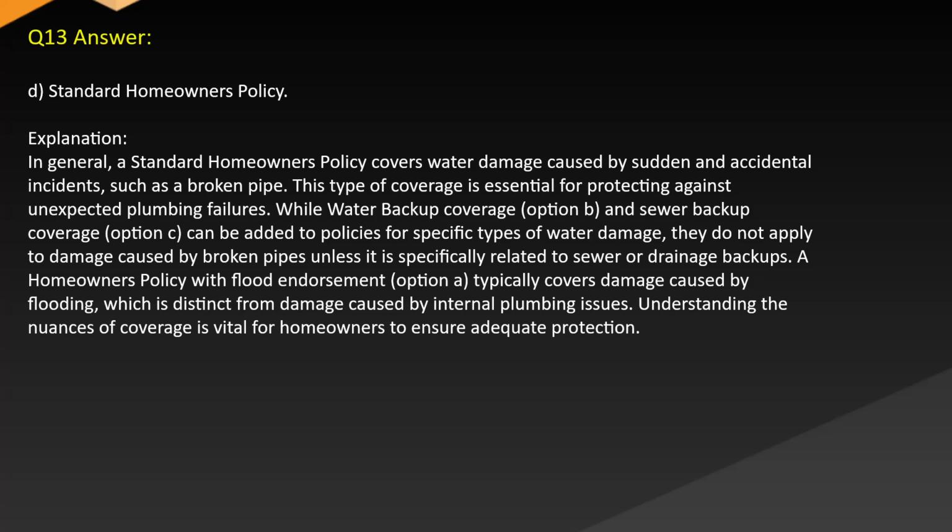They do not apply to damage caused by broken pipes unless it is specifically related to sewer or drainage backups. The homeowners policy with flood endorsement, option A, typically covers damage caused by flooding, which is distinct from damage caused by internal plumbing issues. Understanding the nuances of coverage is vital for homeowners to ensure adequate protection.